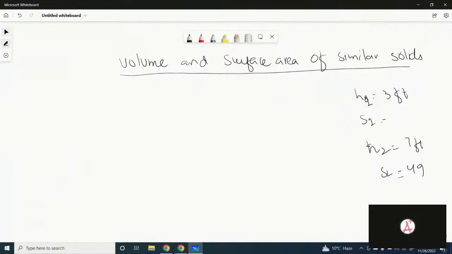Got it? So you have to just form the proportion of the heights. Whenever you have to find the surface area, you have to square the ratios of the corresponding dimensions. Got it? So their heights are corresponding. Just divide 3 feet by 7 feet, and you have to square both the ratios. It would be 3 times 3 is 9, and 7 times 7 is 49.